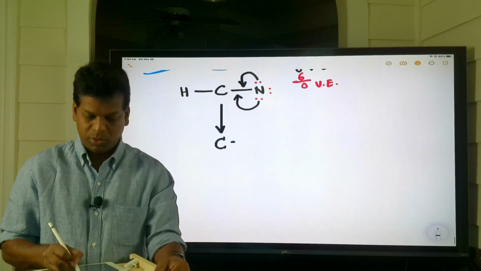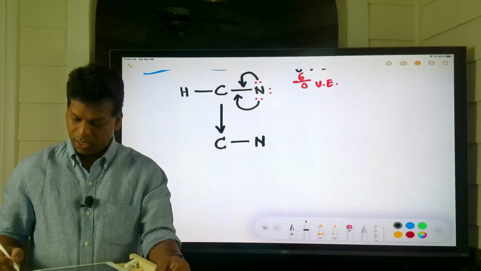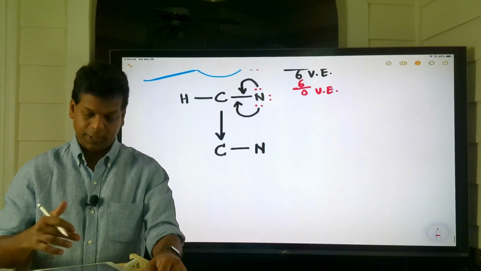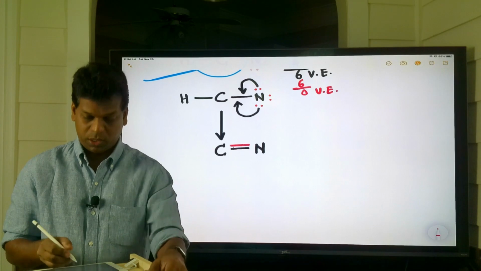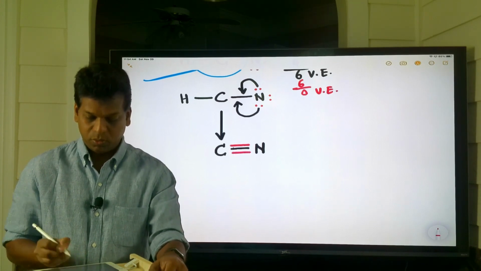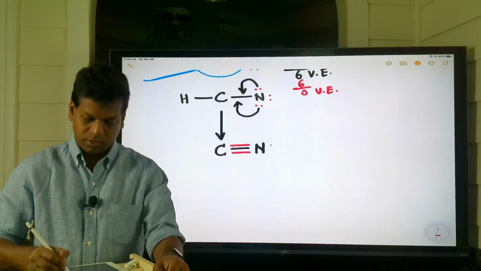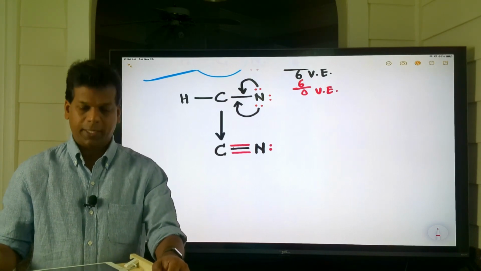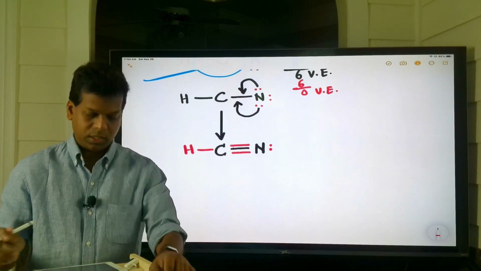So 2 pairs. Once you do that, what you get is this. There was a bond between carbon and nitrogen. Now we created 2 new bonds because we shared 2 pairs with carbon. Now on nitrogen, only 1 electron pair is left. We did nothing to hydrogen.